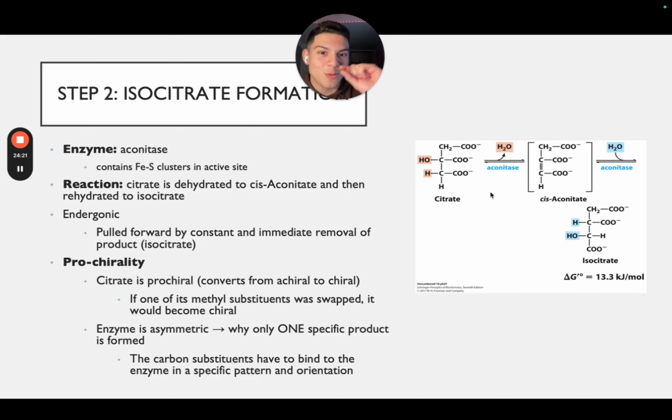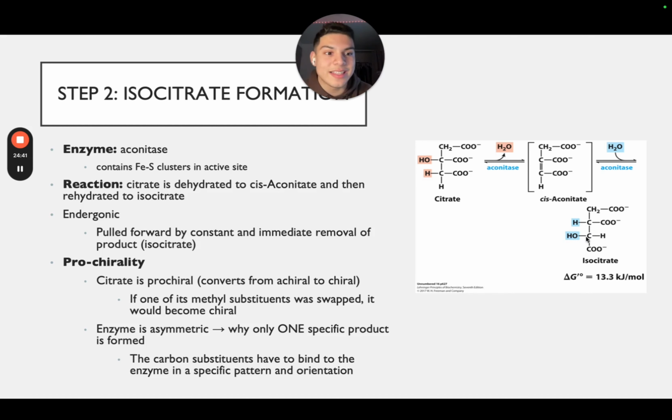But if we swap the OH and the H, we see that now it's chiral. If we look at the center carbon atom, this is a carboxylic acid, this is a methyl carboxylic acid, this is an H, and then this is the carbon, but it's not a methyl or ethyl, whatever it's called. It's an H and then an OH. So now these are four different groups.